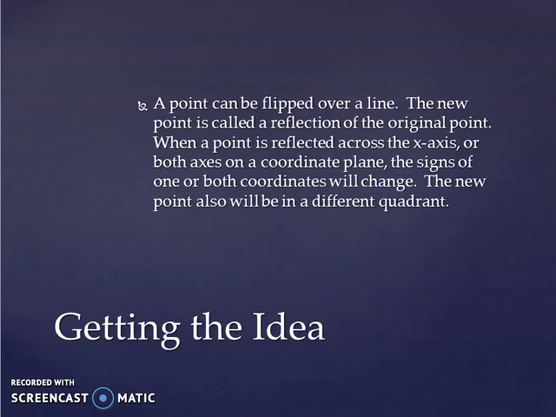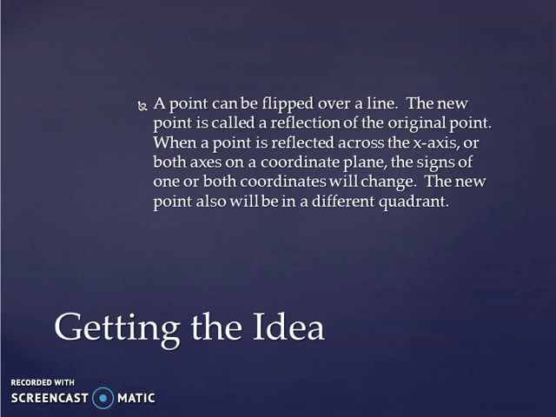Let's get the idea. A point can be flipped over a line. The new point is called a reflection. So it's like we're looking in the mirror, we see our reflection. So it's called a reflection of the original point. When a point is reflected across the x-axis or both axes on a coordinate plane, the signs of one or both coordinates will change. The new point also will be in a different quadrant.